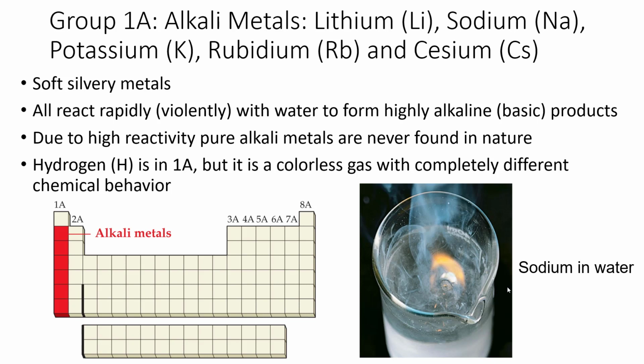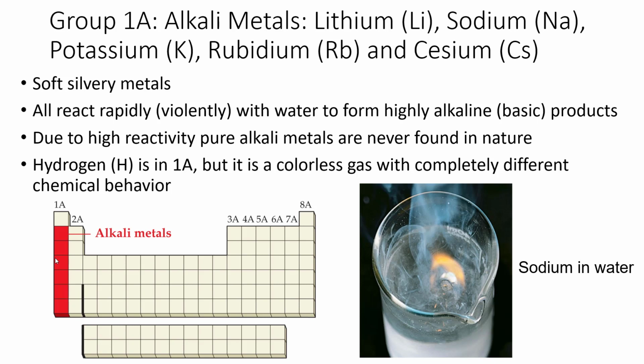Now going through a couple of the key groups. Group 1A, or group number 1, is called the alkali metals. And this consists of lithium, sodium, potassium, rubidium, and cesium. Our alkali metals are soft silvery metals. They all react violently with water to form highly alkaline products, which means highly basic, so the opposite of acidic.